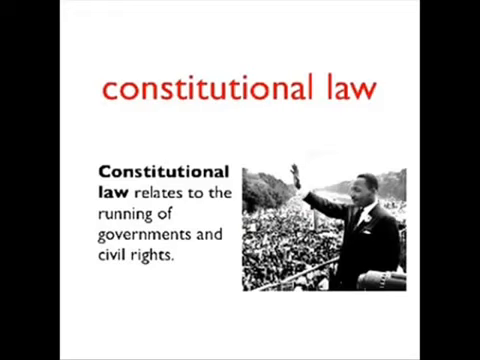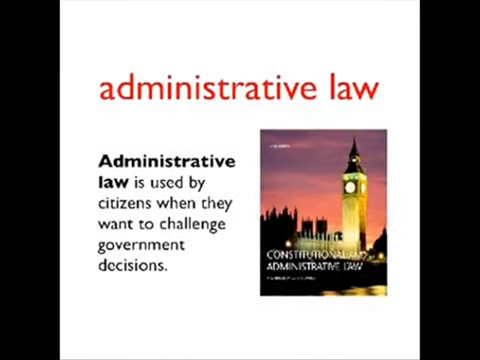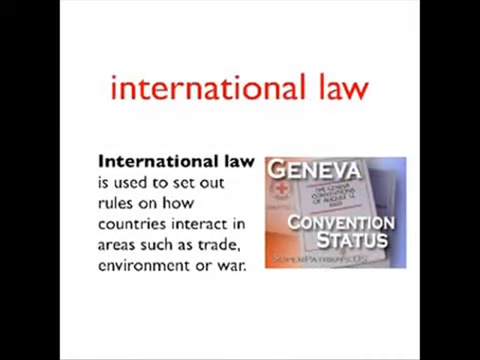Constitutional law. Constitutional law is used to create laws on how different levels of governments can act and on human rights. Administrative law. Administrative law is used by ordinary citizens who want to challenge decisions made by governments. International law. International law is used to set out the rules on how countries can act in areas such as trade, the environment, or military action. The Geneva Conventions on the Conduct of War are an example of international law.